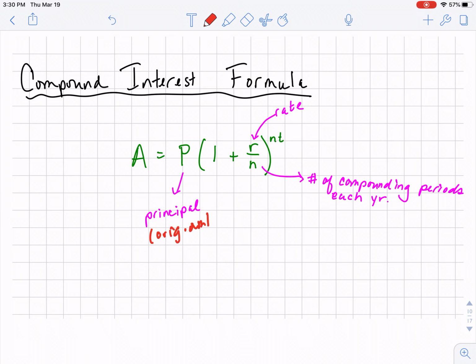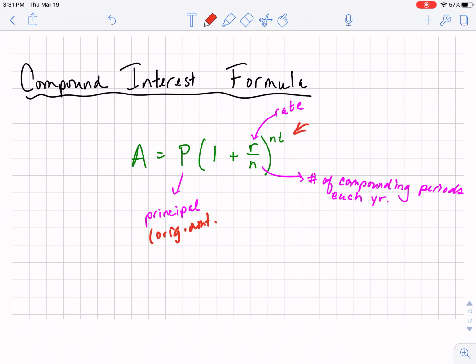Okay, and n is the number of times you're going to compound per year. So if you have interest that is compounding monthly, n is 12. If you have interest that is compounding quarterly, that means 4 times a year, then n is 4. It compounds 4 times a year. If it's semi-annually, you would have n equal to 2. All right, now think about this.